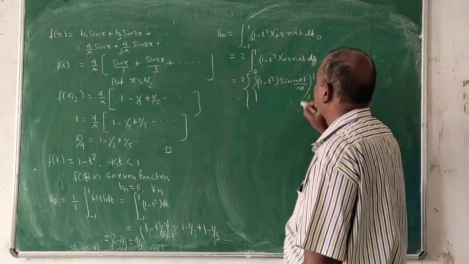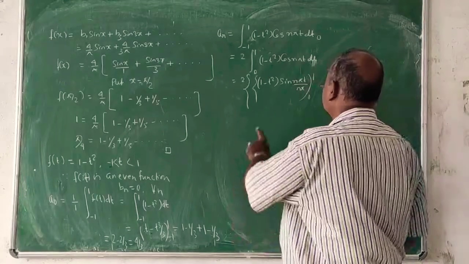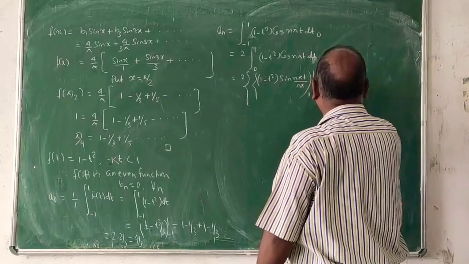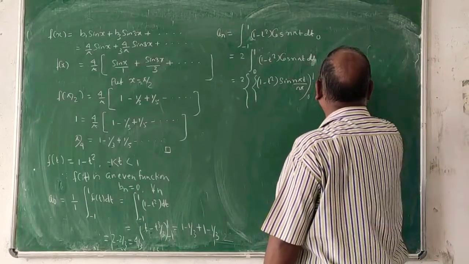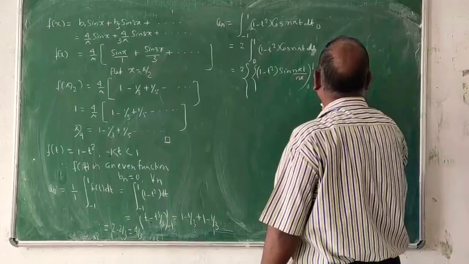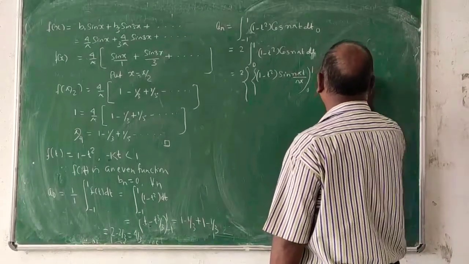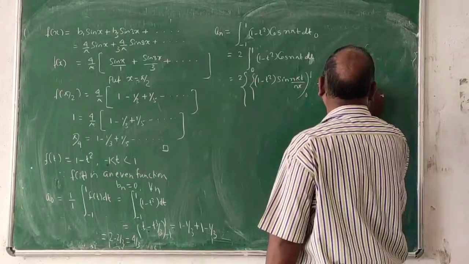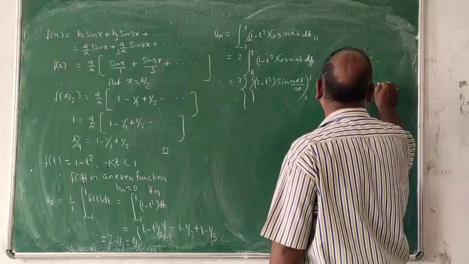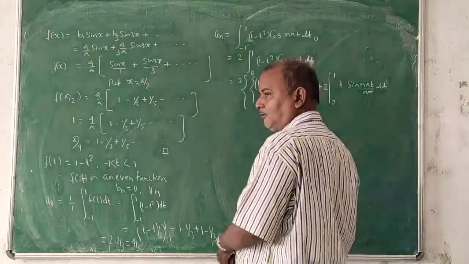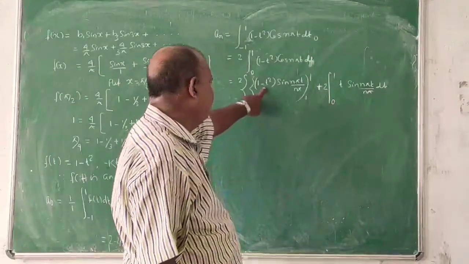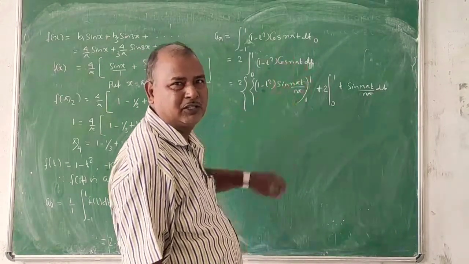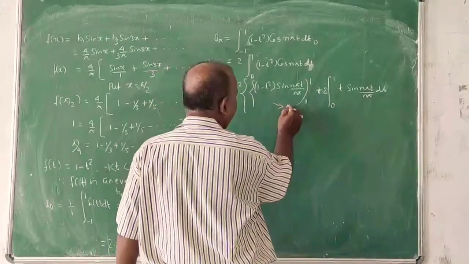This is 0 to 1, minus of what is the derivative? Derivative is minus 2t. This is plus integration of 0 to 1, 2 times t sine of n pi t divided by n pi into t. Okay? So if you substitute t is 1, this is 0. If you substitute t is 0, then it is 0. So the first part is 0.